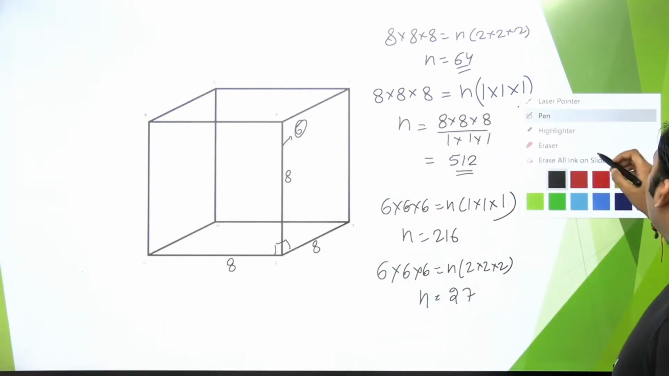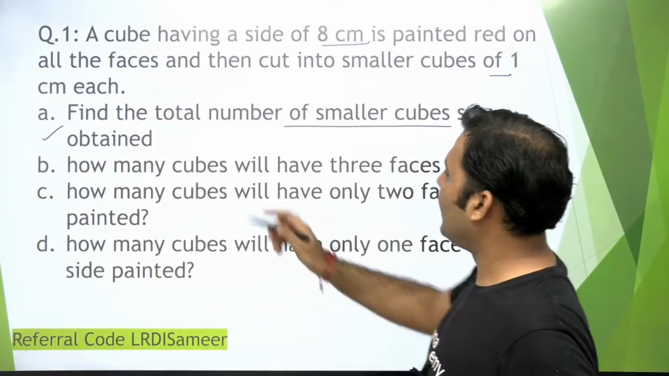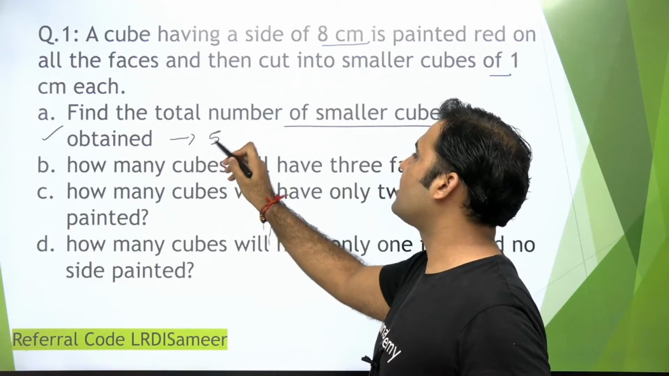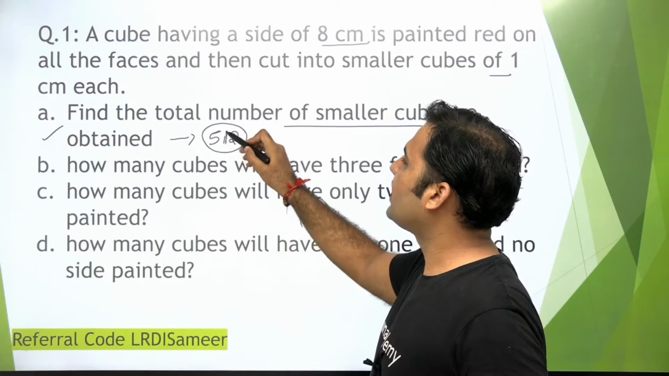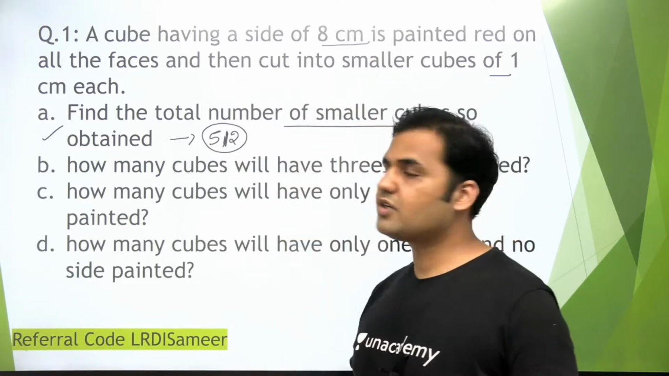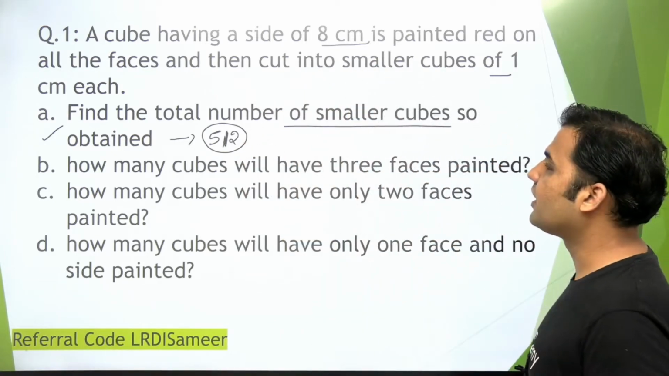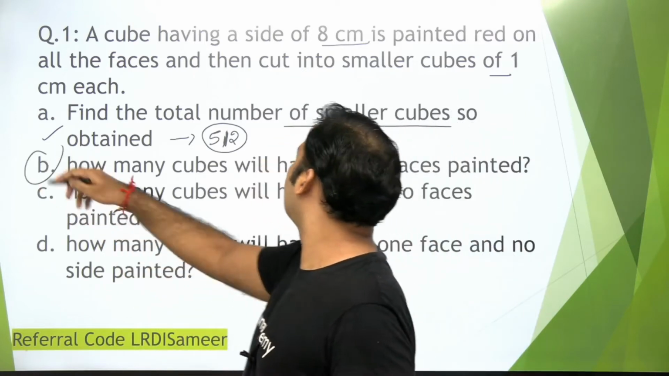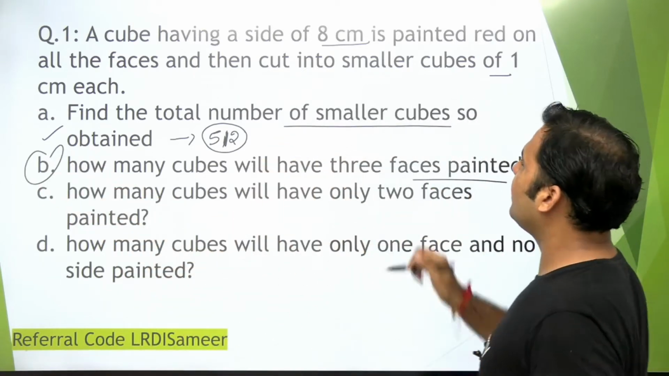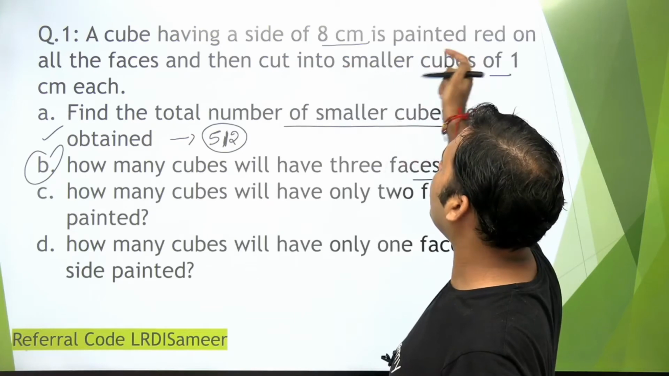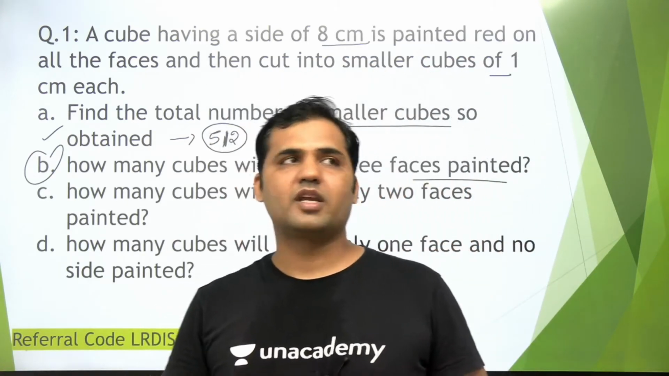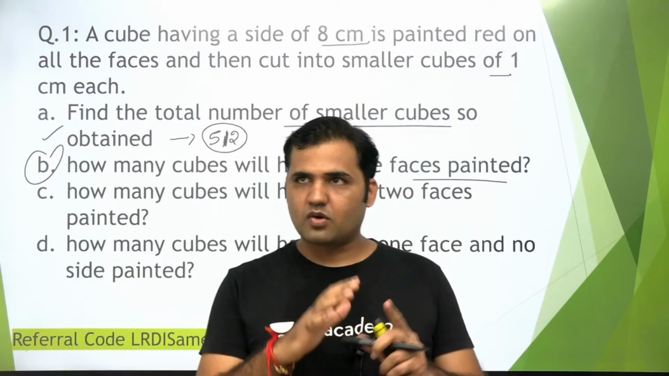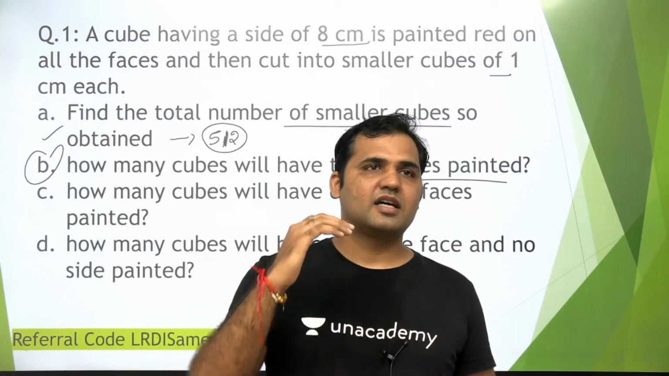Now let's talk about the answers of the remaining questions. So the answer to the first question here is 512. The total number of cubes that you will be taking out from a cube of 8 into 8 into 8 with a side of 1 into 1 into 1 is 512. How many cubes will have 3 faces painted if it is colored with red color on all the faces? Now, there is a small imagination that you need to make, guys. Just imagine the room in which you are sitting is a solid cube.